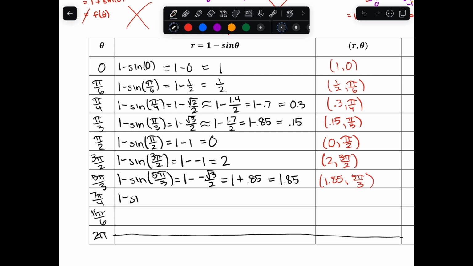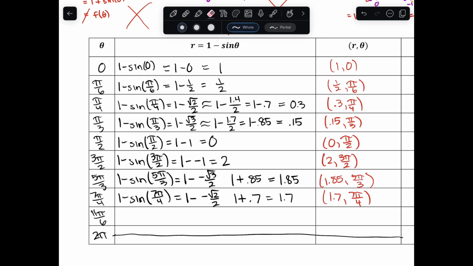1 minus sine of 7 pi over 4 is going to be equal to 1 minus negative square root 2 over 2. We already solved for that earlier. We know that square root 2 over 2 is approximately 0.7. So this is going to be about 1 plus 0.7, and so we get 1.7. So our point is 1.7 at an angle of 7 pi over 4. And oops, these should be approximately equal, not actually equal. Let me fix that.